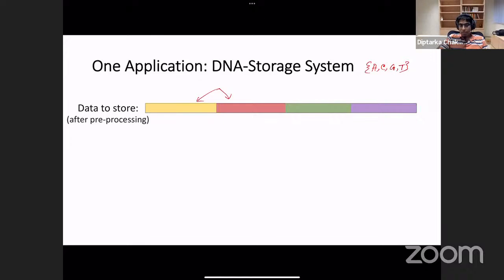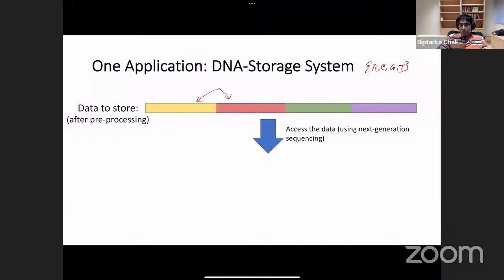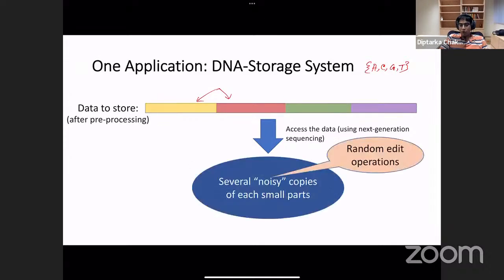Now, this is fine for the storage part. The problem comes with how I access them. Because they are synthesized in some biological system, some DNA, this data can be accessed using a next generation sequencing device. But the problem is, due to the current technology for next generation sequencing, it incurs some 12 to 18% error, some noise.